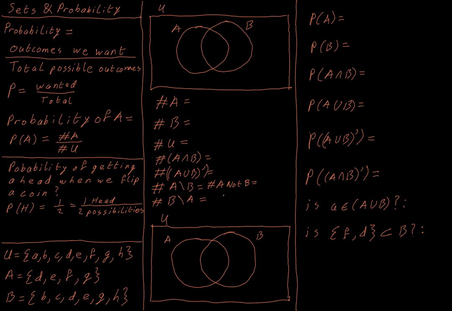Now let's put this into context with an example in sets. So we have a universal set of A, B, C, D, E, F, G, H. The set A is D, E, F, and G. Set B is B, C, D, E, G, and H. So let's draw a Venn diagram of this to see the situation more clearly.